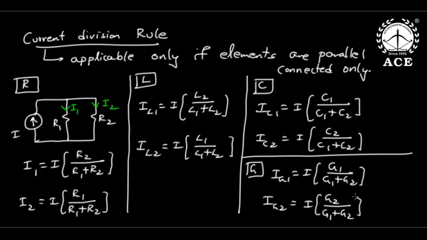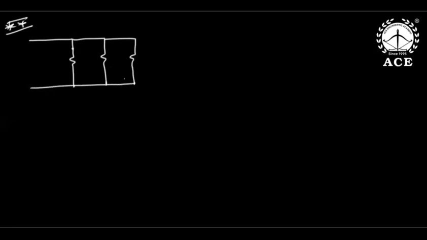Now suppose there are three. I am taking three resistors in parallel and giving another formula. This is very important. For two resistors everyone knows. Suppose there are three resistors R1, R2, and R3 in parallel, and I am giving total current I. Now I want only IR2.